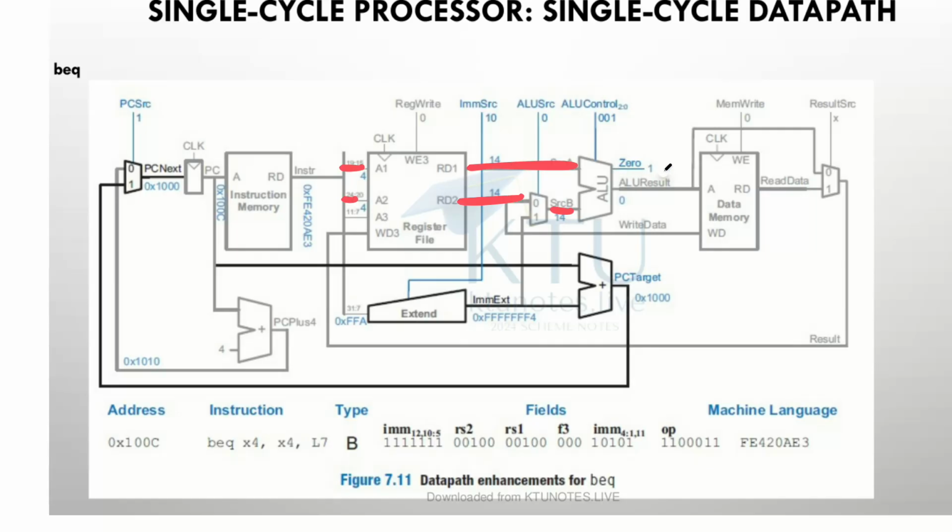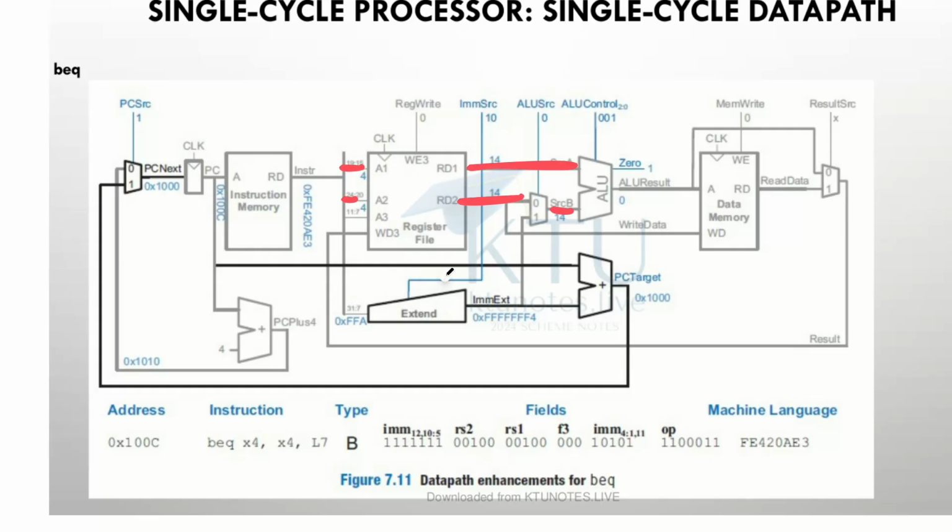Now if my zero flag is 1, PCSrc would decide whether I have to take the next instruction from here, or whether I have to take the next instruction in the branch. According to the immediate value, I will extend that immediate value, and immediate value plus the current instruction would give me what?